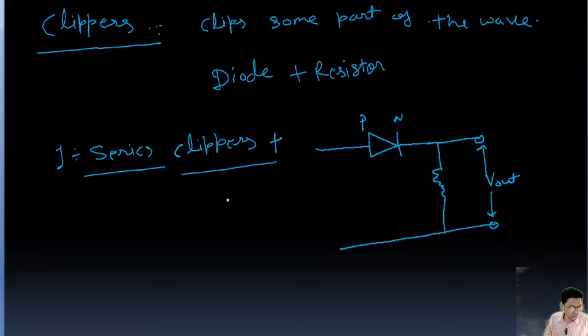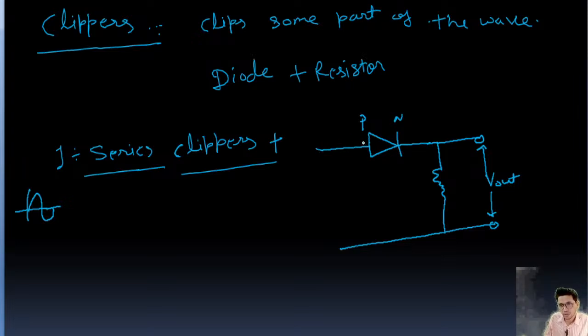Now we'll study two cases. The first is if we give a plus half cycle. This is a sinusoidal wave. We are giving a plus half cycle to the input. In that case you will see we are giving a plus half cycle, right? Plus and plus, right?